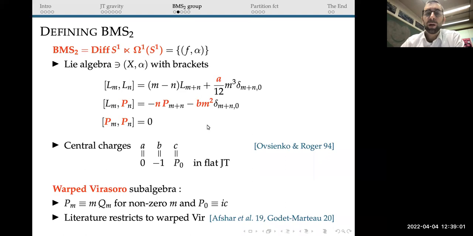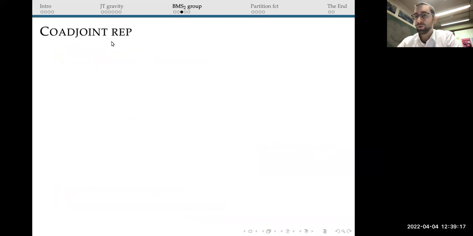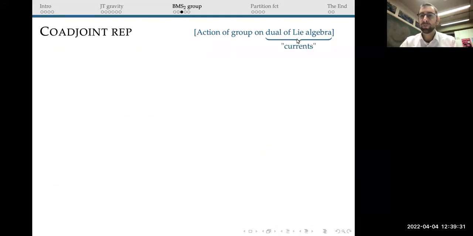So you should now assume that I have given you this algebra here, and that I can write down for you the corresponding centrally extended group. This is something, again, we do in the paper. I'm not doing it here for the sake of simplicity. So assuming we have that group, we can now start asking questions about, for example, its coadjoint representation. Now, just to fix the ideas, you should recall that the coadjoint representation, by definition, is the action of a Lie group on the dual of its Lie algebra. And these words, dual of the Lie algebra, in physical terms, really mean the currents of whatever symmetry this is.